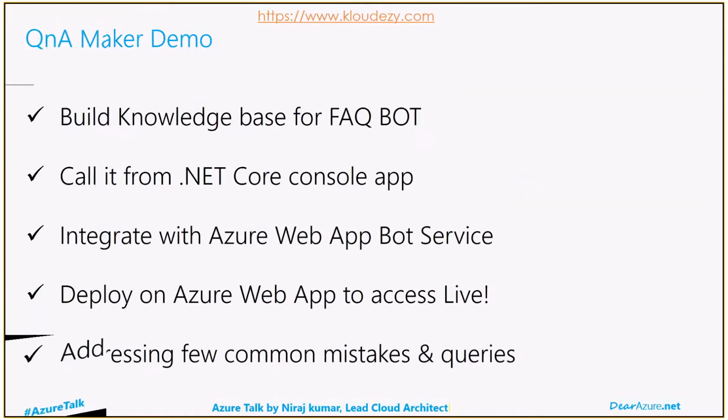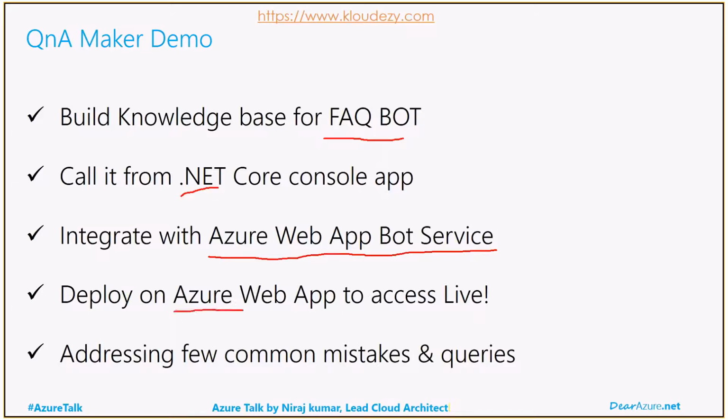Next slide, please. Okay, so now the interesting part comes in. Demo. Here we'll build a FAQ bot, and for the demo we will be using an Azure FAQ URL. Once we get the API, we'll call it from our .NET console app. We have sample code available, and I just wanted to show how easy it is to call. Then we'll try to integrate this knowledge base with Azure Bot Service. And then we'll deploy a sample one-page application to an Azure Web App, connected to the web chat channel so that we can chat live. We'll make our bot live during the demo itself.